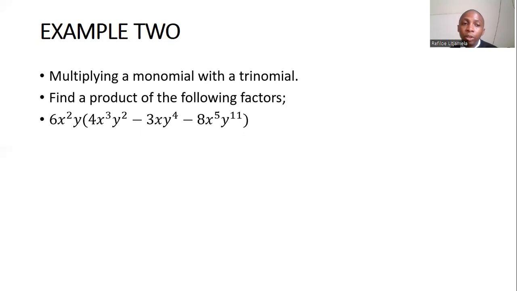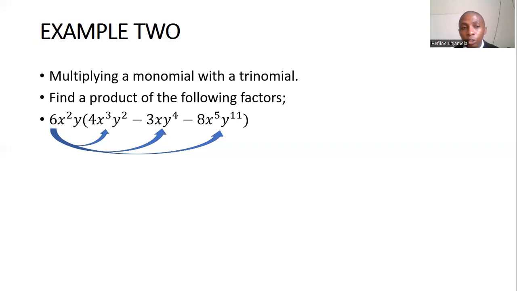You need to remember that when you multiply such, you always start with the numbers and then you multiply the variables. And keep this in mind: when you multiply variables that are the same, you simply add the exponents. Okay. So I will simply multiply the whole 6x squared y with 4x cubed y squared, multiply the whole 6x squared y with negative 3xy, and multiply 6x squared y with negative 8x to the exponent of 5, y to the exponent of 11.